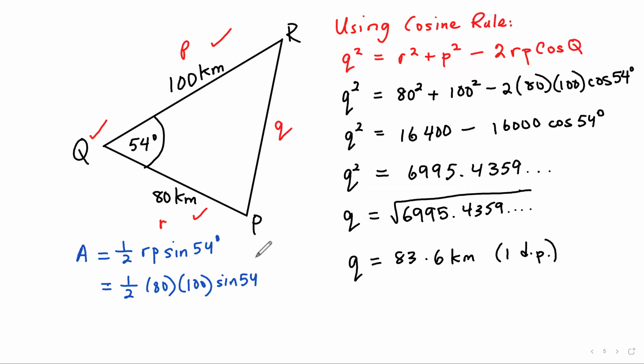And that would give you 3,236.1 to 1 decimal place. And because it's area, it will be in km squared, right? So that is it now.